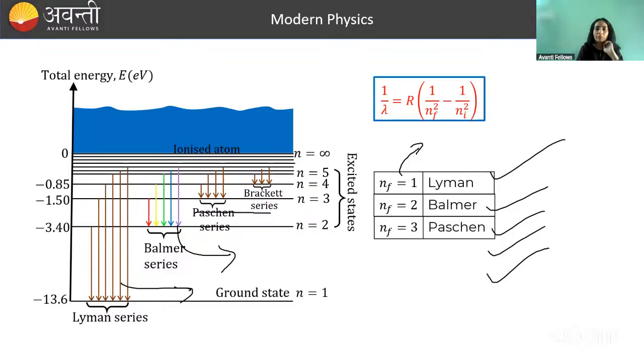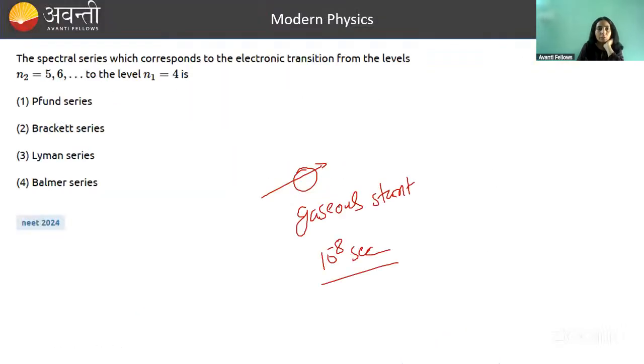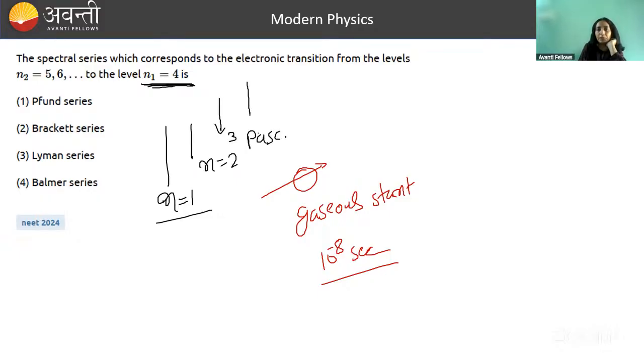What was our question? Yes, this was the question. The spectral series which corresponds to electronic transition from n to the level n1 equal to 4. So transition to 1, we called it Lyman series. Transition to 2, we called it Balmer series. Transition to 3, we called it Paschen series. Sorry. And when n equal to 4, it was Brackett series. ठीक है? So answer will be 2.